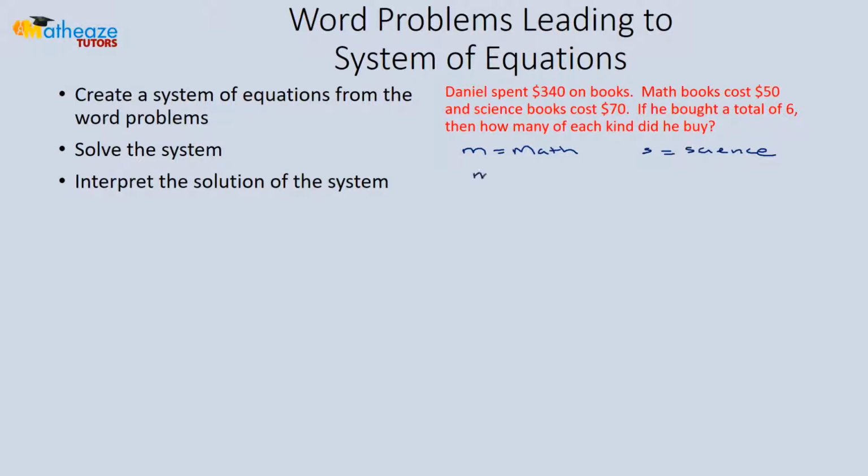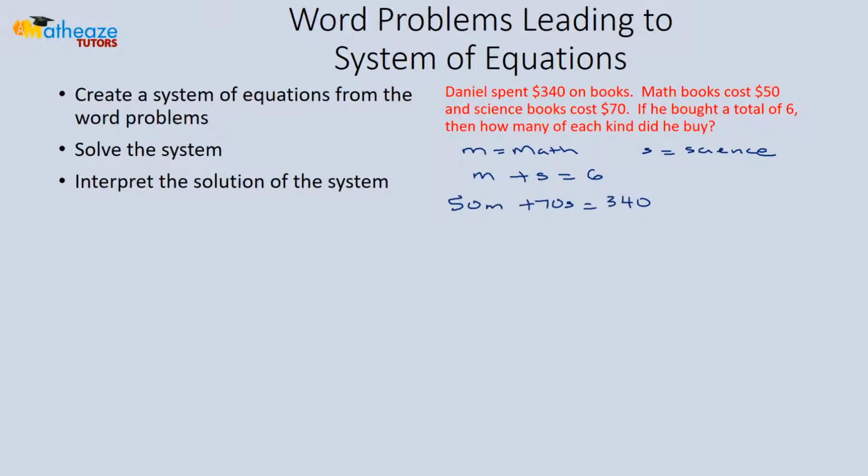So math books plus science books should give us 6. But then we're told that he spent $340. So a math book costs $50. So 50 times M will tell us how much he spent on the math books, and 70S will tell us how much he spent on the science books. That should give us $340 here.